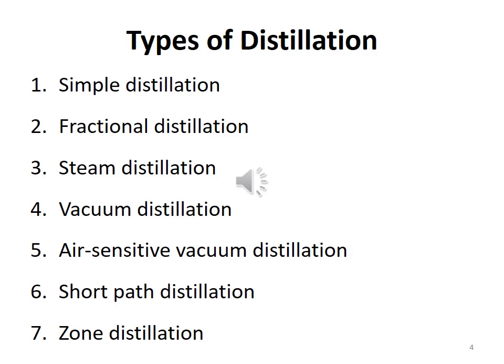The sixth one is short path distillation, and it is used to purify a small quantity of a compound that is unstable at high temperature. So this is done under lowered pressure. Seventh is zone distillation. The process of zone distillation involves the partial melting of a substance and the condensation of the resulting vapor to obtain a pure distillate, and this is carried out in a long container with the help of a zone heater.